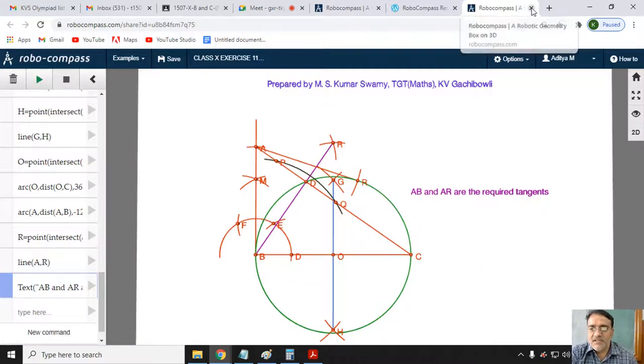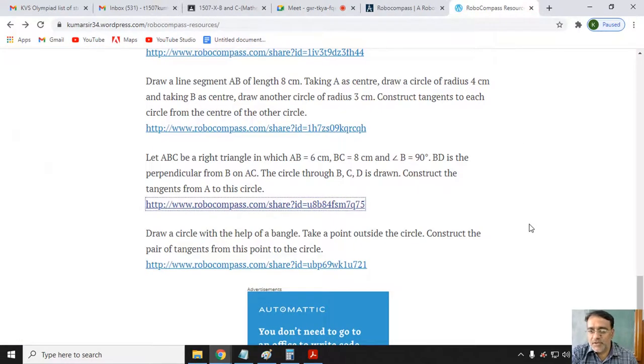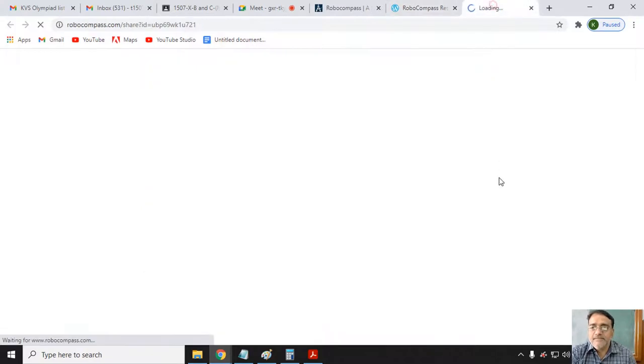No, sir. This construction is not important for your board exam. Okay, even this also not important. Draw a circle with the help of a bangle. Take a point outside the circle. Construct the pair of tangents from this point to the circle.